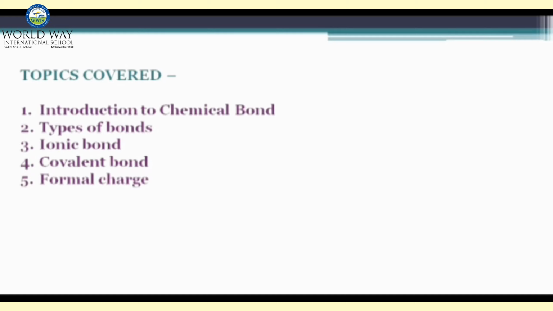So, let us proceed with the explanation part. In this session, we will be covering the topics as listed below: introduction to chemical bond, types of bonds, ionic bond, covalent bond, and at last we'll cover the calculation of formal charge.